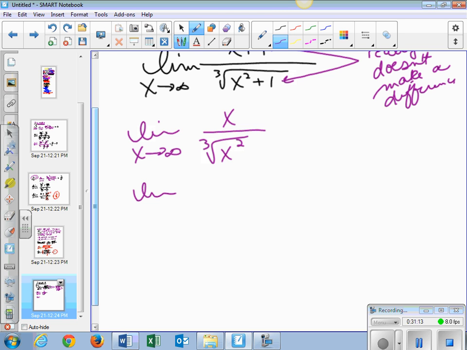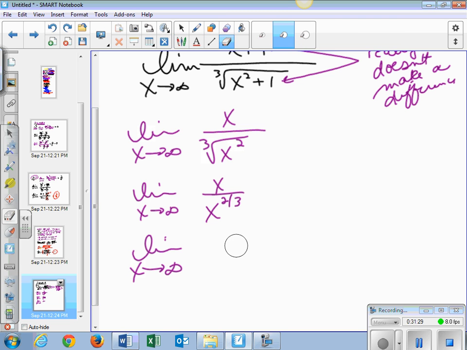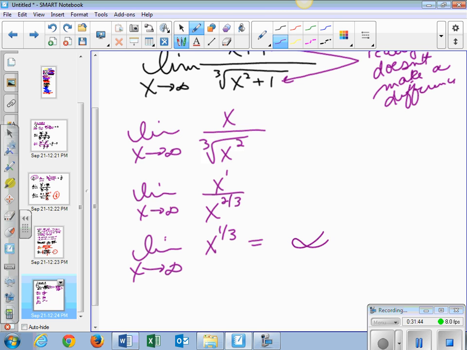So this is the same as the limit as x goes to infinity of x over x to the 2/3. Let's just leave it in the numerator. So if I subtract exponents, I get x to the 1/3 when I reduce that. If I plug in infinity, I have infinity to the 1/3, basically the cube root of a very large number. It's just going to go to infinity. Therefore the limit does not exist.